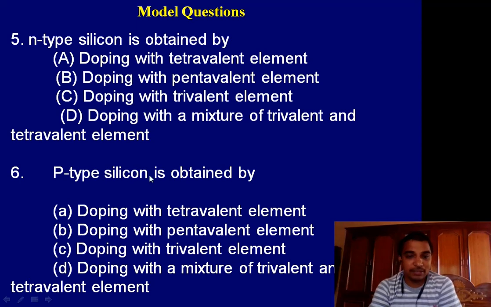P-type silicon is obtained by doping with tetravalent, pentavalent, trivalent, or mixture of trivalent and tetravalent. For the P-type semiconductor, trivalent means only 3 valence electrons will be added to the pure semiconductor, such that one covalent bond is not filled. It is an insufficient covalent bond. That's why holes will be created. Hole means positive charge. That's why it is p type. So majority charge carriers in p type are holes. Majority charge carriers in n type are electrons.